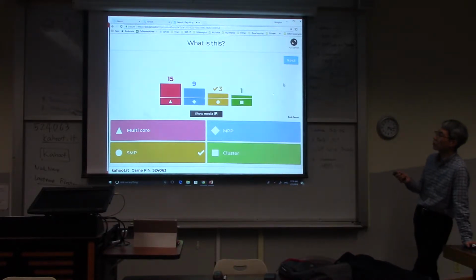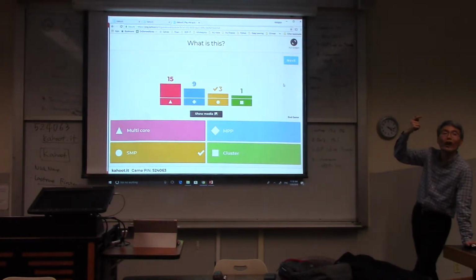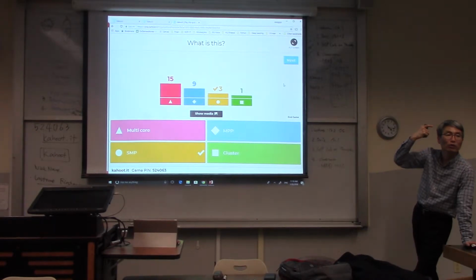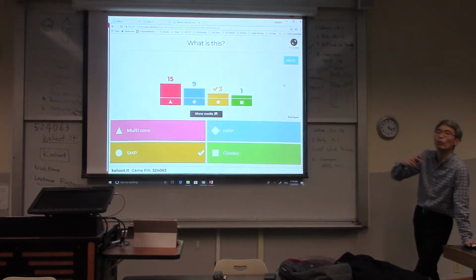Multicore is the one chip, okay? Multicore is the one chip. MPP is the shared nothing. It's not shared. The cluster is the same thing. It's not shared. But the SMP, logically, as I explained, SMP is logically one, which means they share the memory, okay? So you don't have to worry about whether you are using one CPU or multiple CPUs, but the operating system will take care.